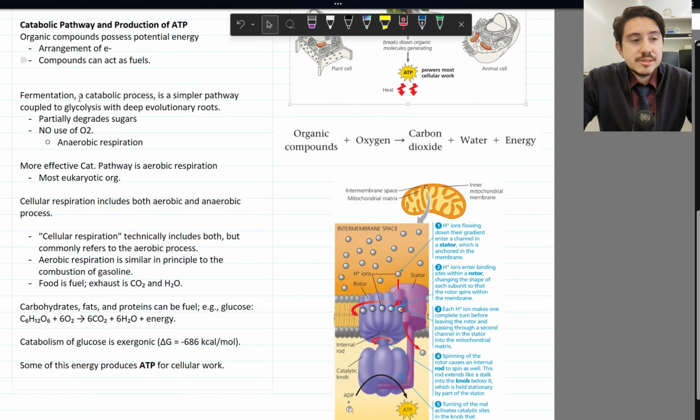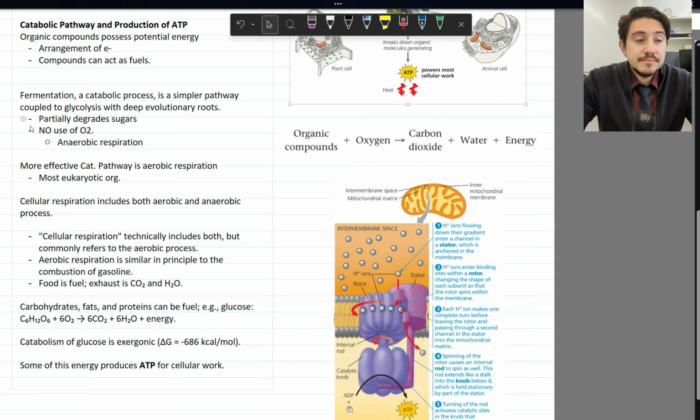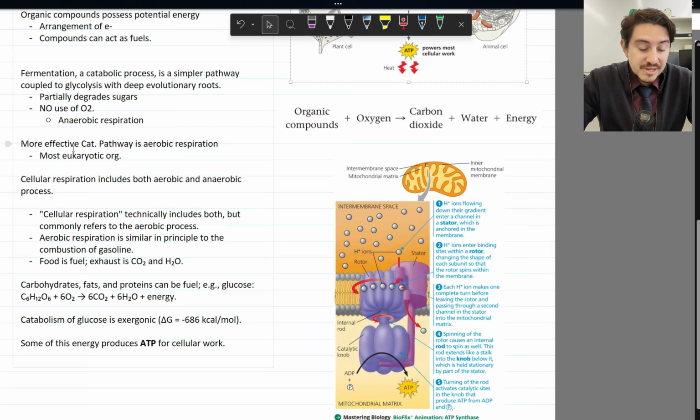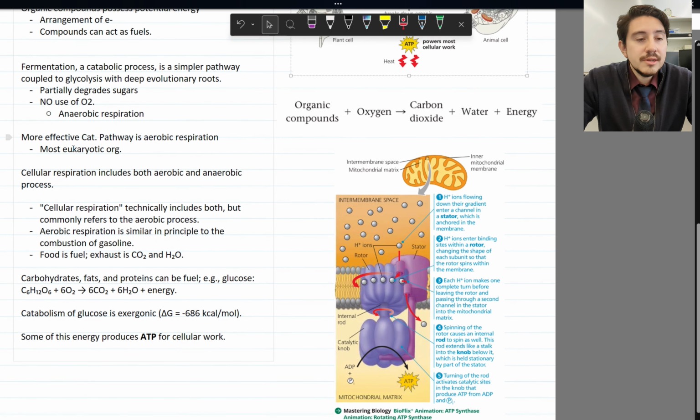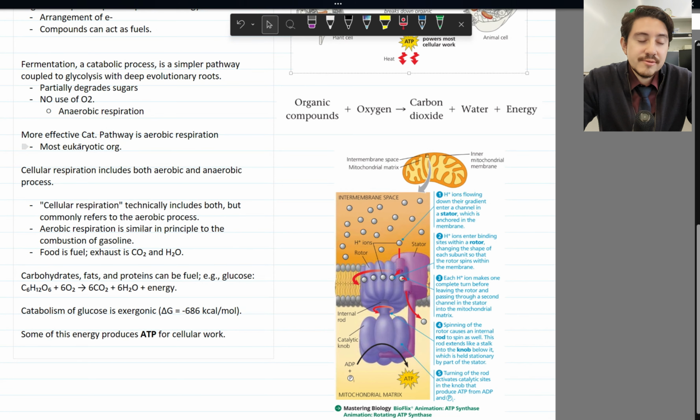And one process of catabolic pathways is fermentation. It's a relatively simple pathway where you're using glycolysis ultimately to degrade sugar, to extract some energy from sugar to a certain extent. There's no use of oxygen in fermentation, and this is a form of anaerobic respiration. Anaerobic meaning that there's no involvement of oxygen. But the output of energy isn't the greatest, if I can say.